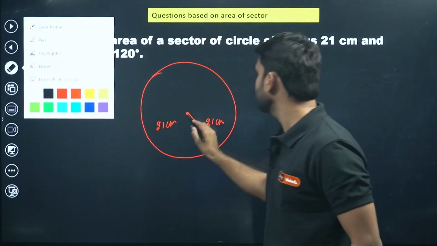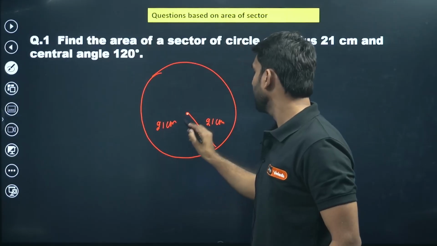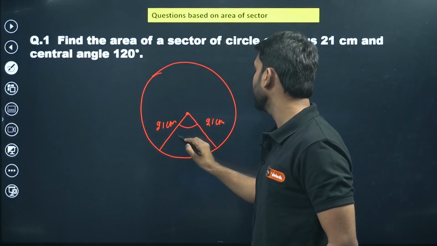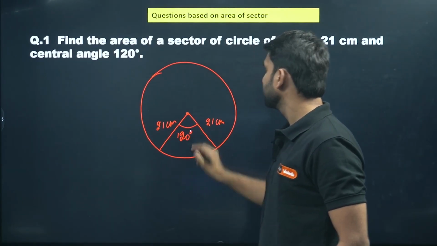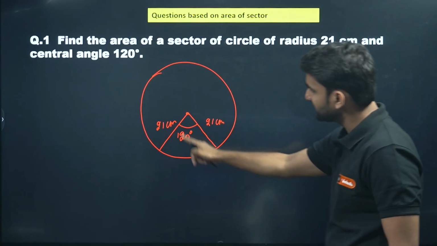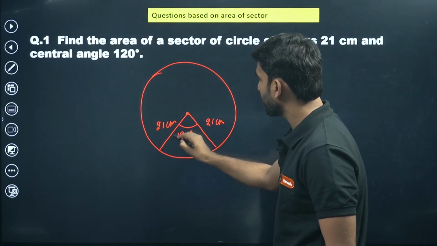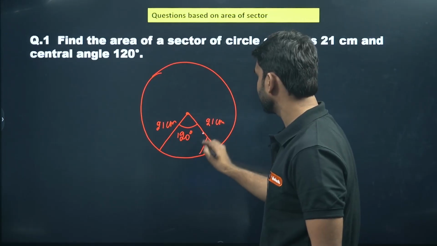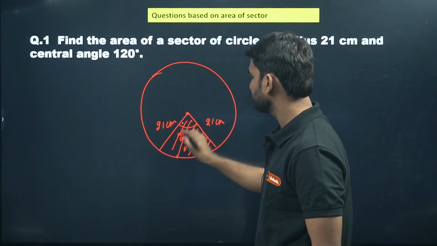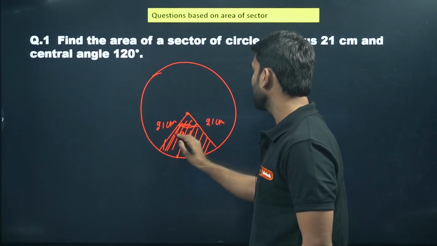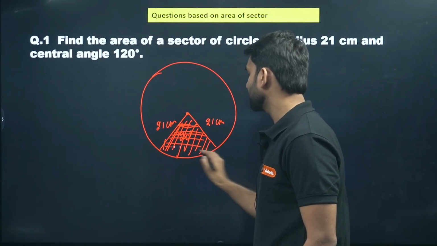Center angle is 120 degree. This is 120 degree. So how we can calculate the area of this sector? We have to calculate the area of this portion. We need to find out the area of this portion.